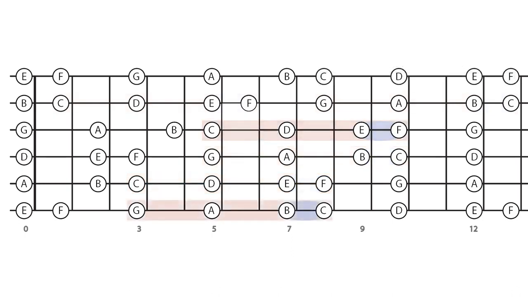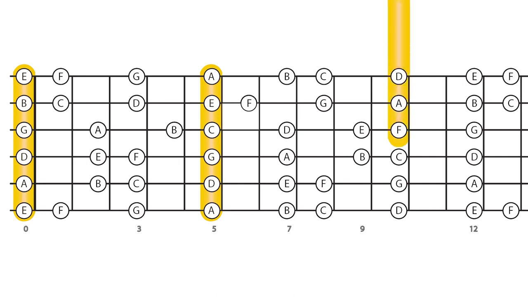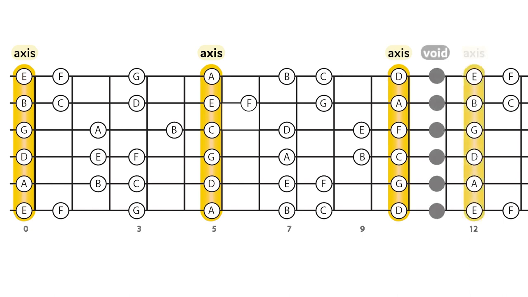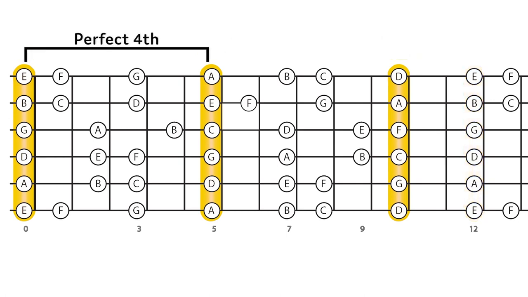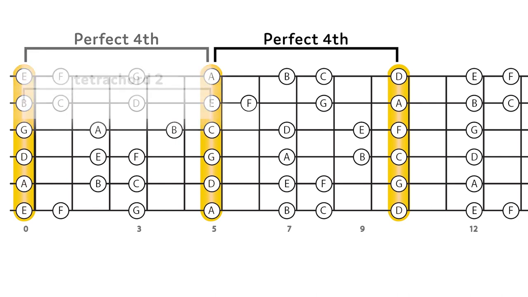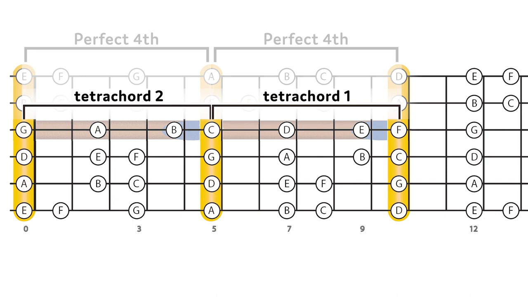To do that, we need reference points, landmarks. The open strings, the 5th fret and the 10th fret become axis positions where notes of the key of C line up. The 11th fret has no notes belonging to the key, and the 12th fret begins the system again. We'll name each axis for its associated mode, Phrygian, Aeolian, and Dorian. There's a perfect 4th between these axes. The same interval we get between the lowest and highest notes of each tetrachord.